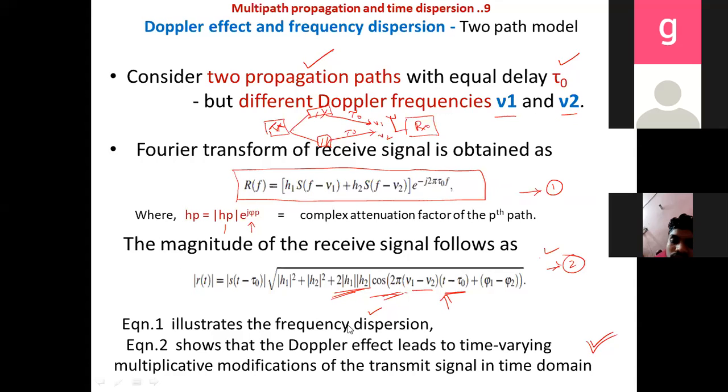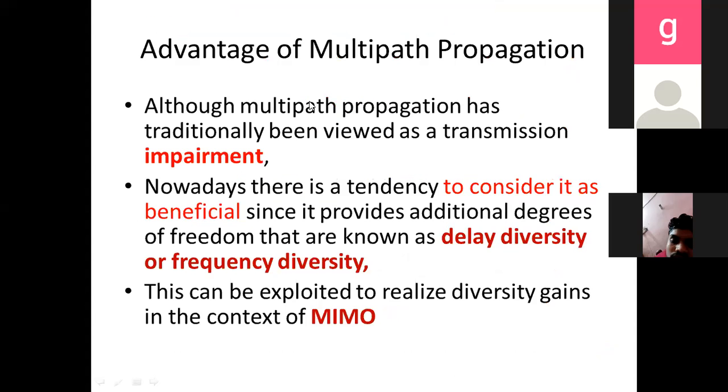Okay, because of the Doppler effect, what will happen? Frequency deep fades, how they occur and how to overcome those deep fades in case of mobile communication channels. Okay, so with this, I think last slide. This is in the first session.